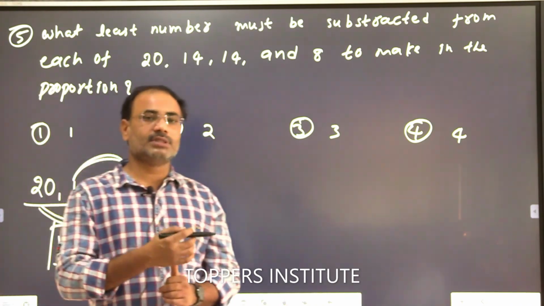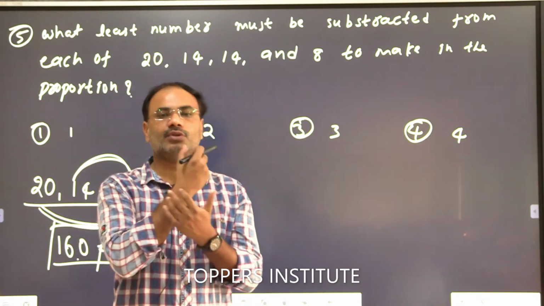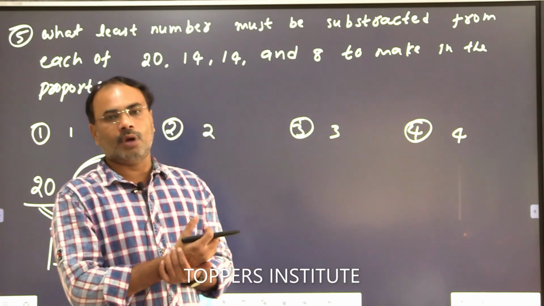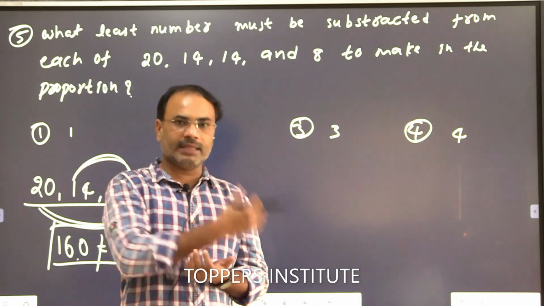The resulting numbers will be in proportion. Then what is the least number? Which least number must be subtracted from each of the given terms to make them in proportion?